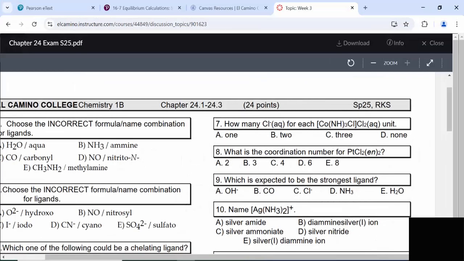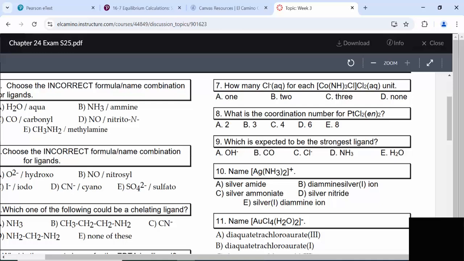Okay. So that was based on Werner. No, question number 7 is supposed to be based on Werner. Section 24.1. What is the I didn't talk about it much though. What is the coordination number for this? Dichloro bisethylenediamine platinum 2. 6. Which is expected to be the strongest ligand?